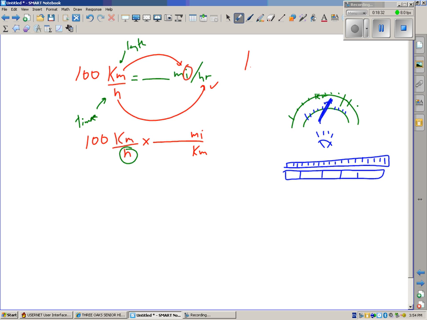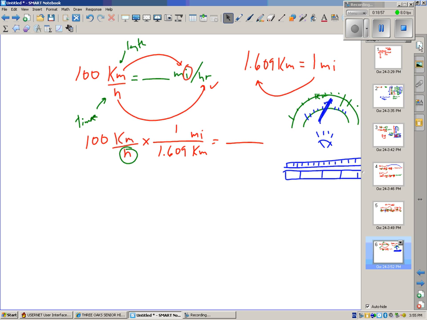Now, I need to know that there's 1.609 kilometers in 1 mile. That's another one we'll ask you to know in science. So I know the 1 goes there, 1.609 kilometers, and anyone that's ever driven in the States knows that a mile is bigger than a kilometer. It's this much bigger. So this number here is going to be lower whenever you work that out in your calculator.